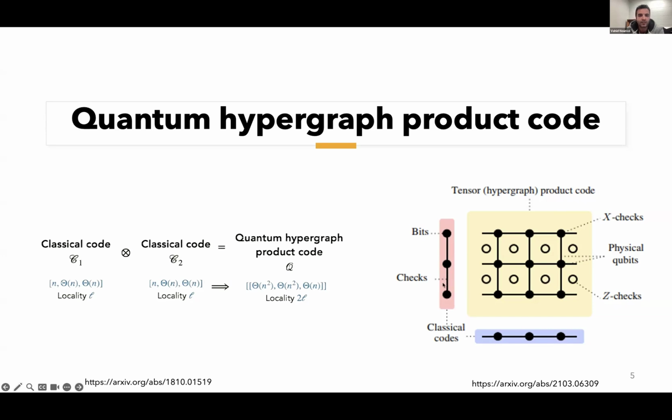If we have two classical codes, as we have here, and then calculate the tensor product or hypergraph product of these codes, we have this quantum code, with physical qubits defined by edges, and X checks and Z checks defined by vertices.